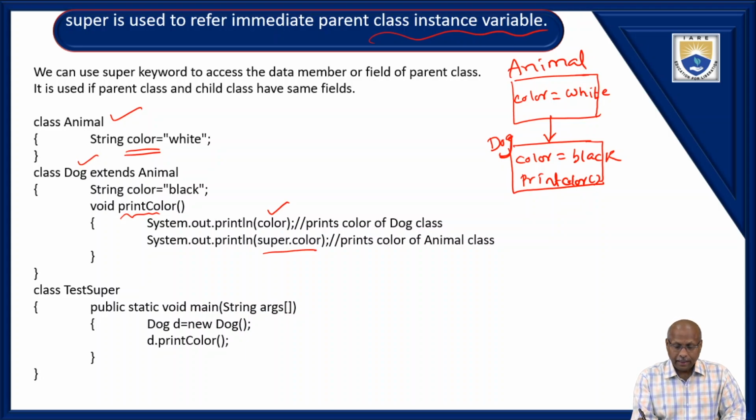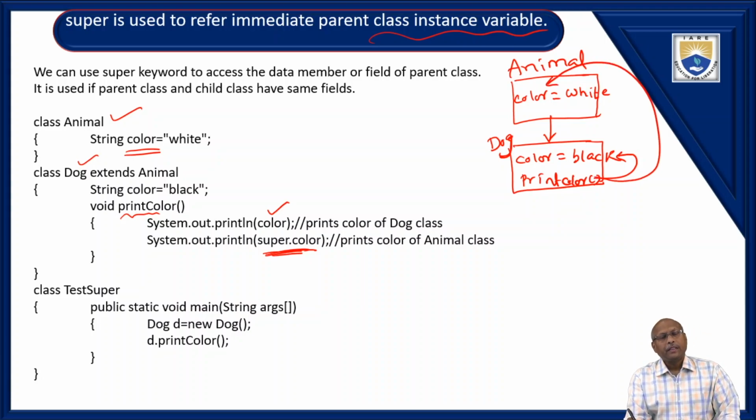When you say only color, this refers to your current data, that means your instance data. Similarly, if you want to call super.color, this goes to the parent's color. So the child which is derived from the parent has two options. It can use the parent's data as well as its own data. Whenever you want to use your own data, write only the data name, the variable name. Whenever you want to refer to the parent's data, you should write super dot data name, so that you go to the parent's data. This is the way you can refer to your parent's data.